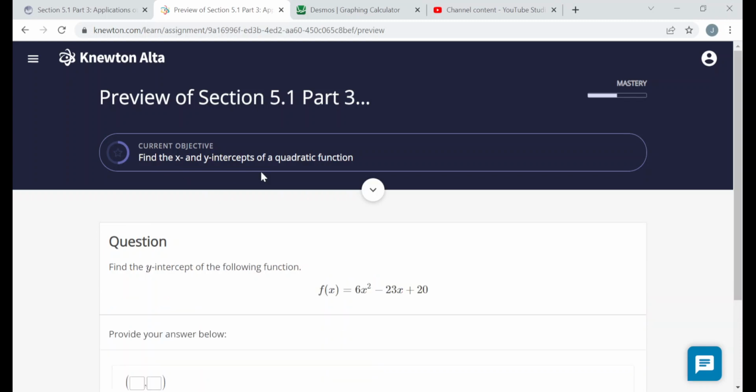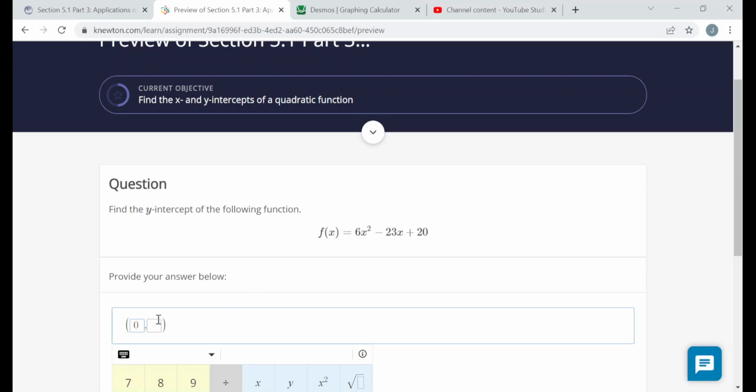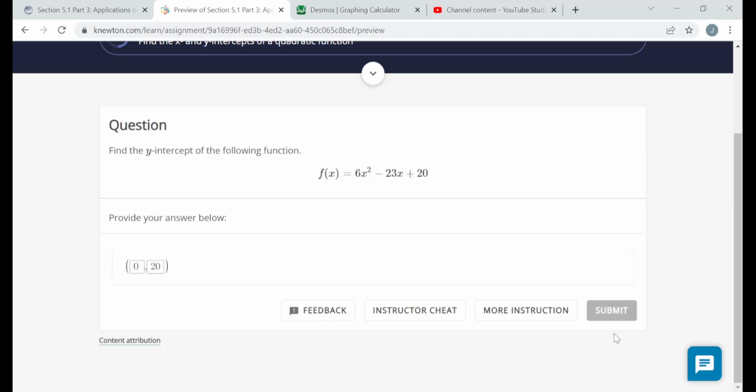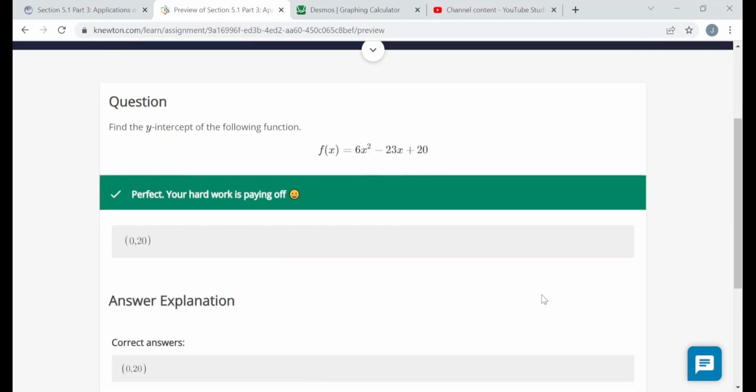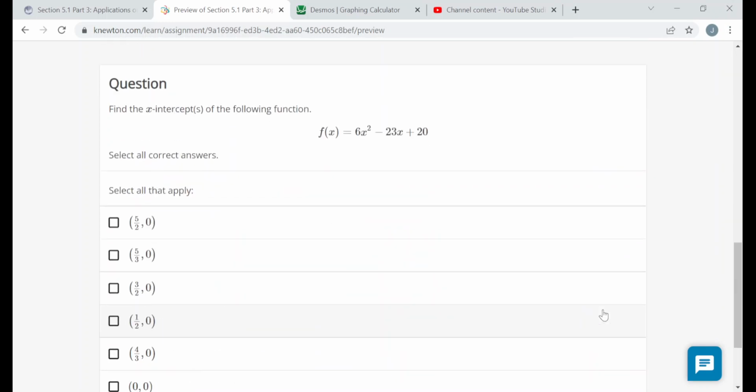And find the x and y intercepts. All right, so again, the y-intercept, no problem. Plug in 0 for x, you get 20 for y. So 0, 20. I just have to fill in the spaces, the coordinates. They have the parentheses for me already. That's no problem. It's the x-intercept that I'm going to have to do something else for.